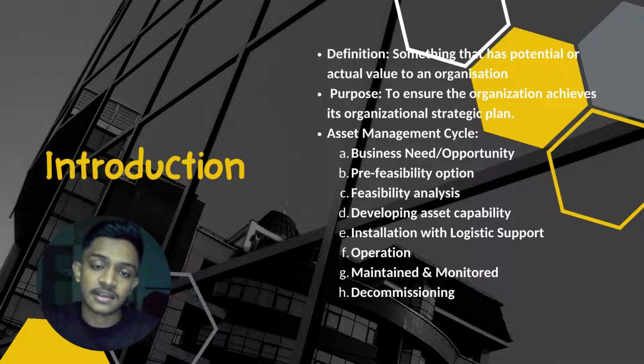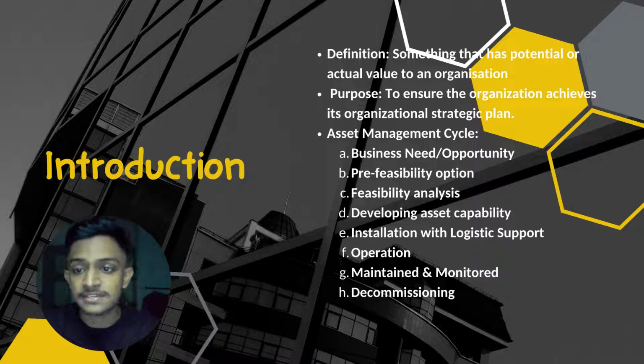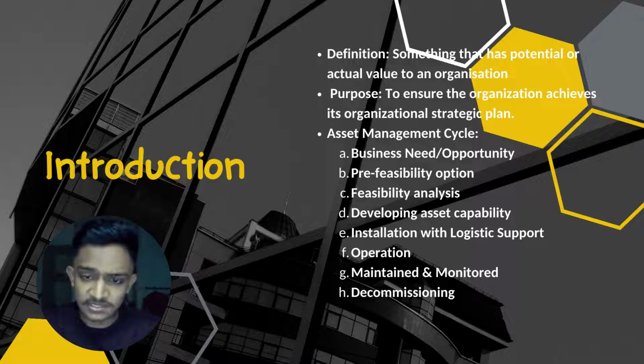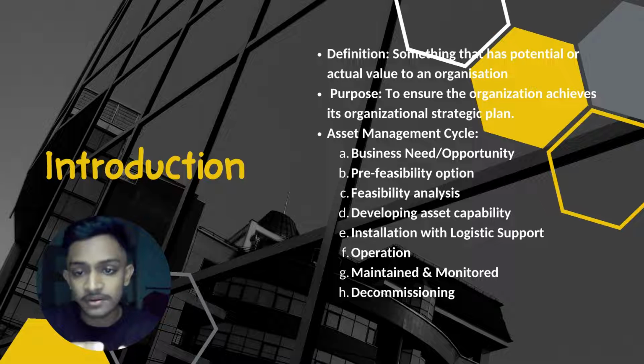The asset management cycle will start when there is any business need or opportunity. Then there will be a phase of pre-feasibility option and feasibility analysis. After that is the part when we are going to develop the asset capability, which also means that they are already in the stage of purchasing the asset. This stage will only be executed once it is justifiable why and for what reason we are going to purchase that particular asset. Then the asset will be installed when it has been purchased, and there must be logistic support throughout the whole process.